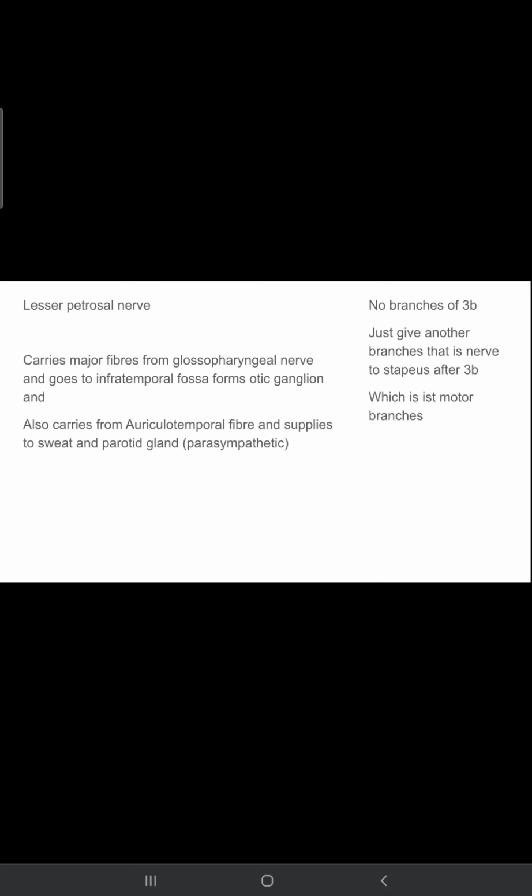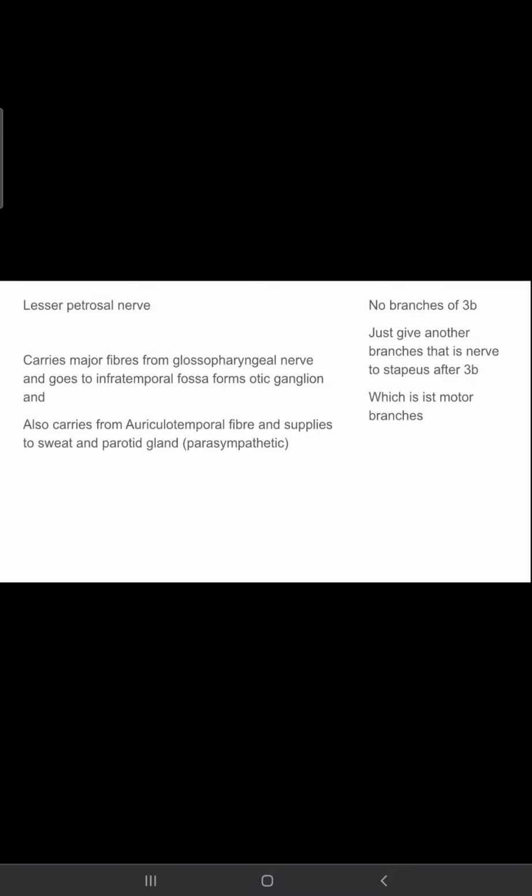Okay, now let us talk about the lesser petrosal nerve. The lesser petrosal nerve carries fibers from the glossopharyngeal nerve and goes to the infratemporal fossa, forming the otic ganglion. It also carries fibers from the auriculotemporal nerve and supplies the sweat and parotid glands. But here it is parasympathetic only, so the sympathetic supply is from the fifth cranial nerve.